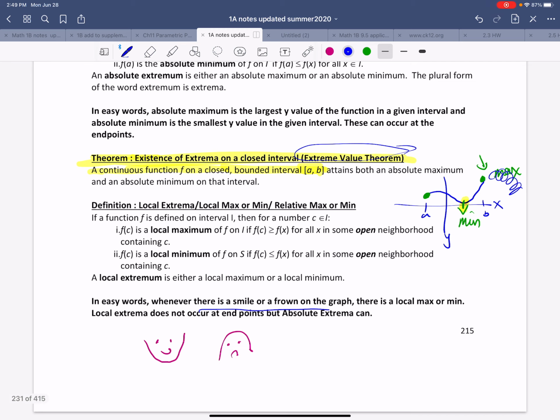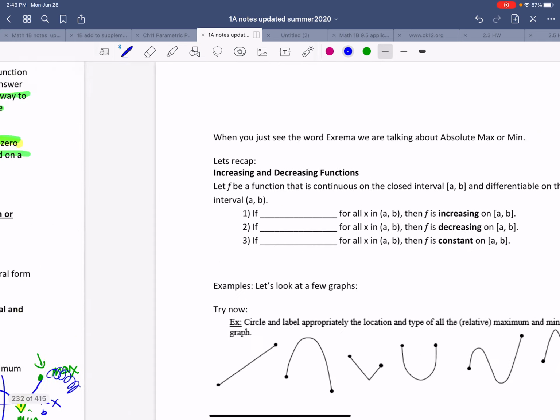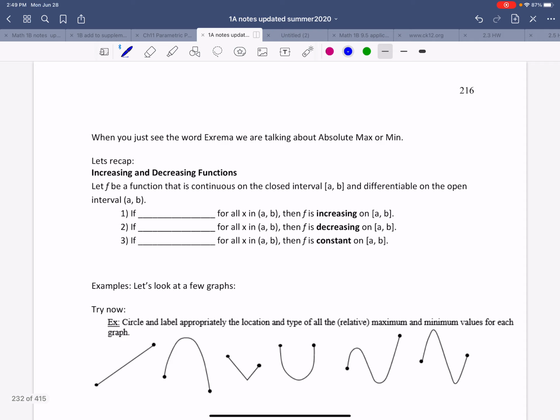Whenever there's a smile or a frown on the graph, there's a local max or min. So here's an example. This would be a local min. This would be a local max, local min and local max. Okay, when you see the word extrema, we're talking about absolute max or min. Or if you see local, relative max or min, we can also find them just like we find the absolute max and min. So we'll see some examples.